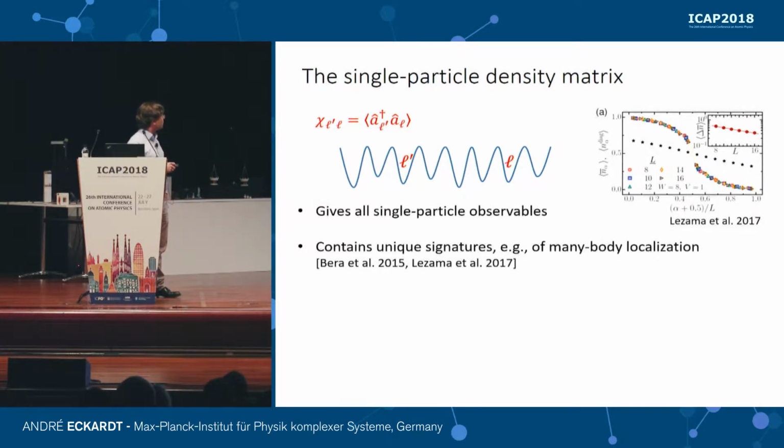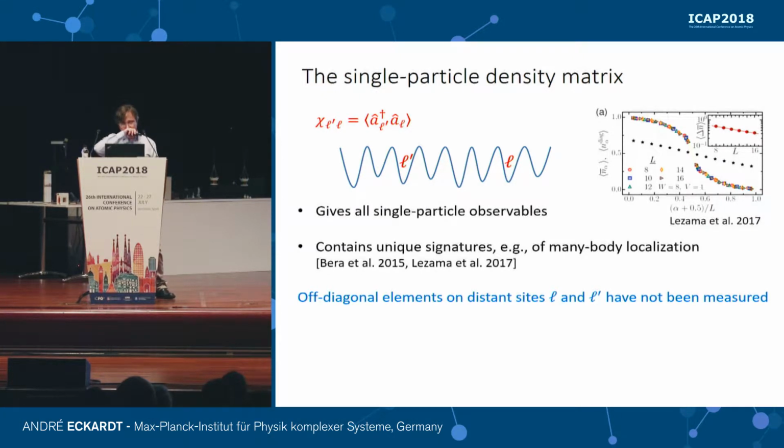This is a paper by Bardarson and co-workers, where they looked at the spectrum of the single particle density matrix in some finite disordered systems, and you see that this gap here is really a signature of the localization of the system. They have not been measured yet on distant lattice sites. You can measure them on neighboring lattice sites. Of course, you can measure the diagonal matrix elements, which are just densities, but on distant lattice sites, it turned out to be difficult.